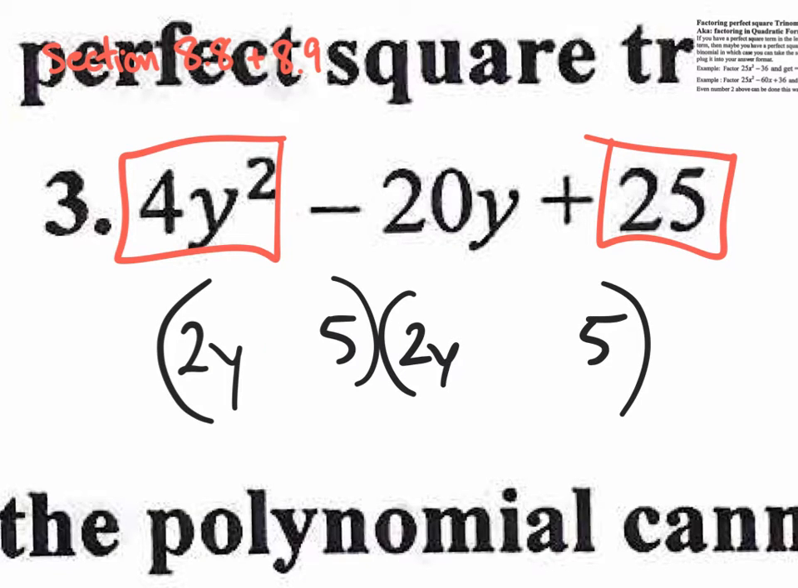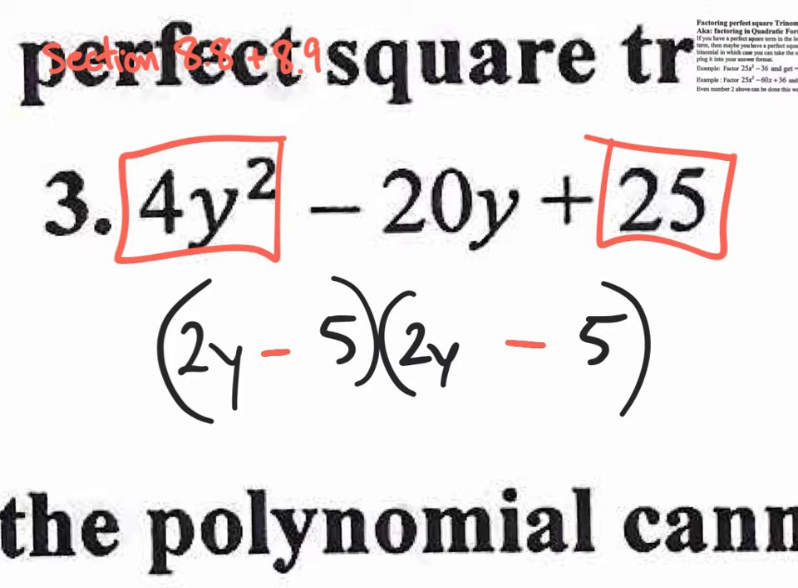How about these symbols right here? Minus and minus, right? That's the only way we're going to get a minus in there. If we had plus plus, that would be a plus. And if we had a plus and a minus, then there would be no middle term because they would cancel out. So we're going to put a minus and a minus.